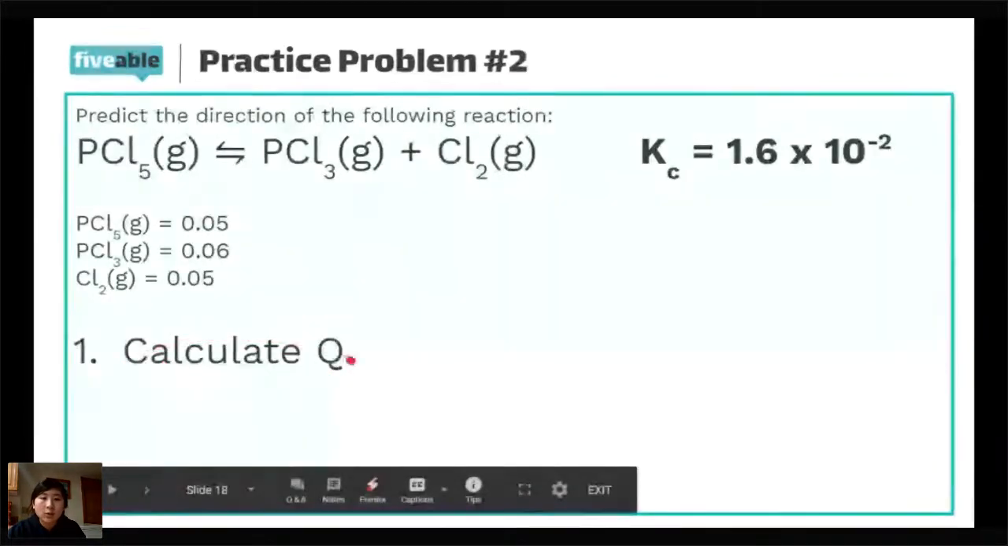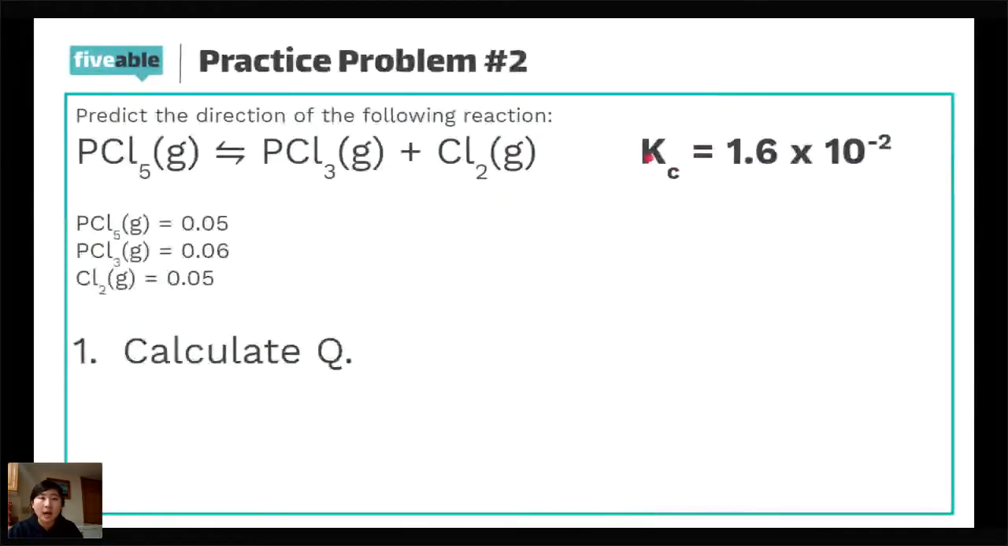However, if the Q falls short of the K, if the Q is not equal to K, then we know that this reaction is currently not in the equilibrium zone. It is not at its equilibrium state yet.